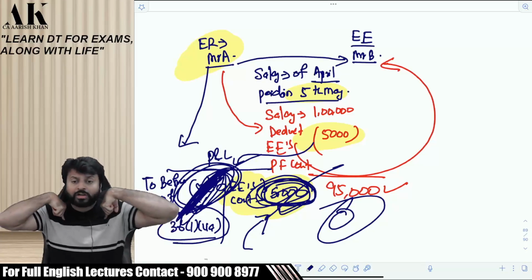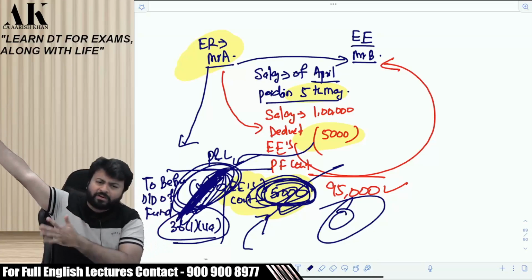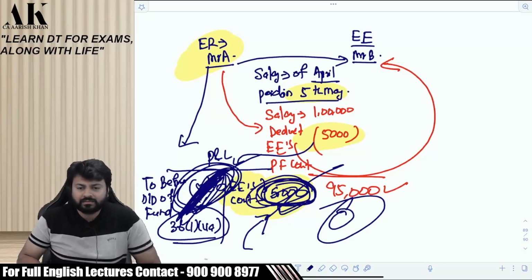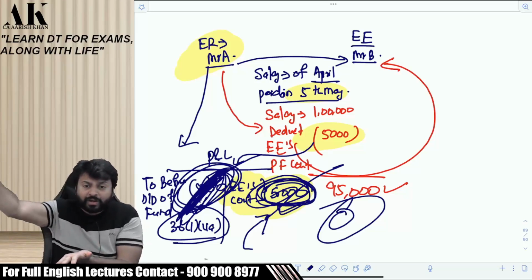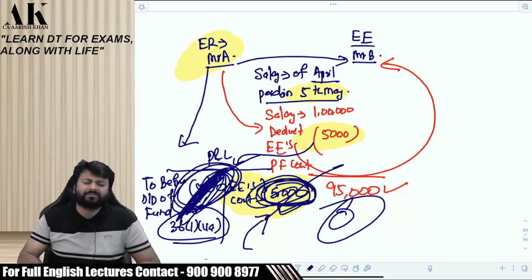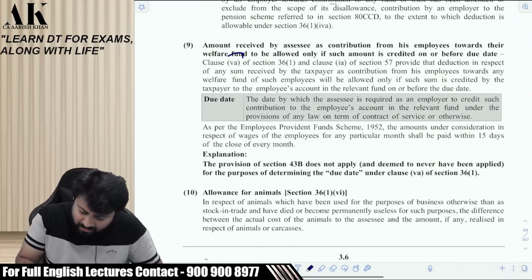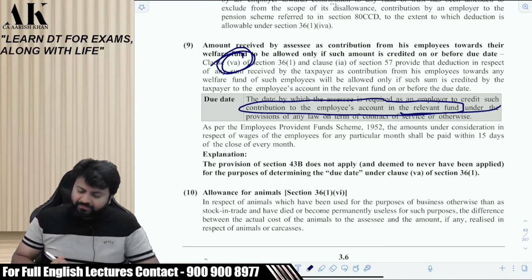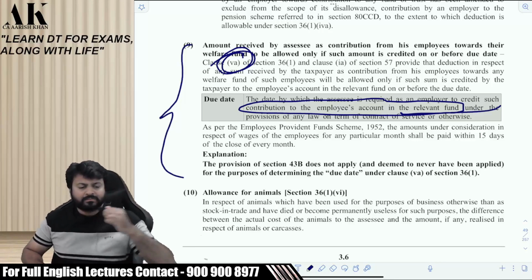Employer's own contribution can be paid till the due date of filing of return because that is your own money. But the employee's contribution has to be paid by 15th of the following month. For that, you cannot make the payment till the due date of filing of return. Did you understand what I said? Because in 36(1)(va) over here, it is said that you have to make the payment before the due date mentioned in the relevant fund. You can check this particular section over here, page number 3.6.